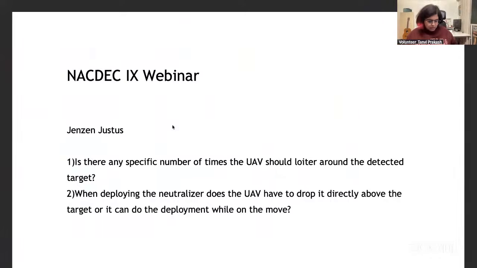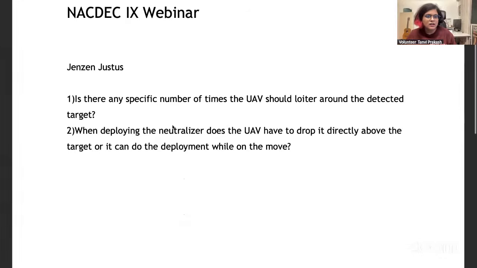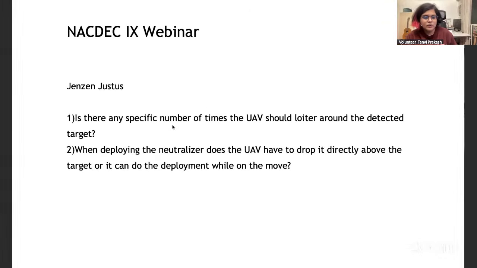The first query was from Jensen Justice. The query was, is there any specific number of times the UAV should loiter around the detected target? The answer is no. In fact, the term loiter could be either in circles or in a straight line. So even that is not defined.